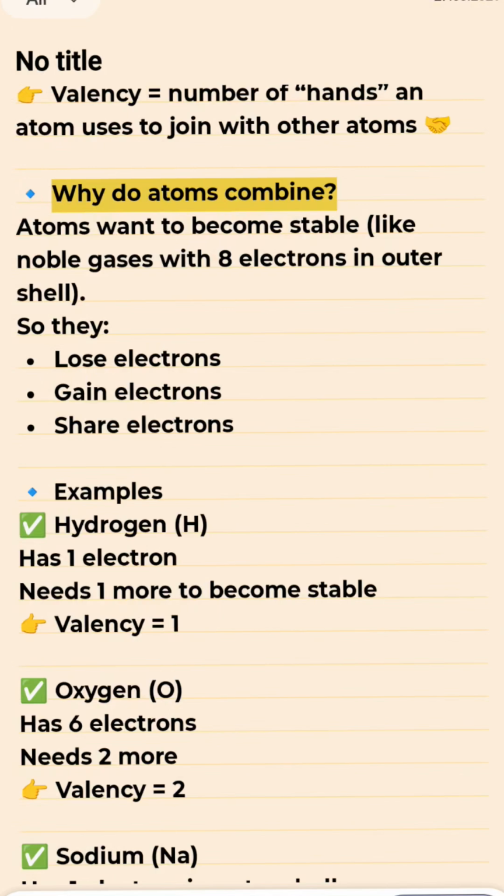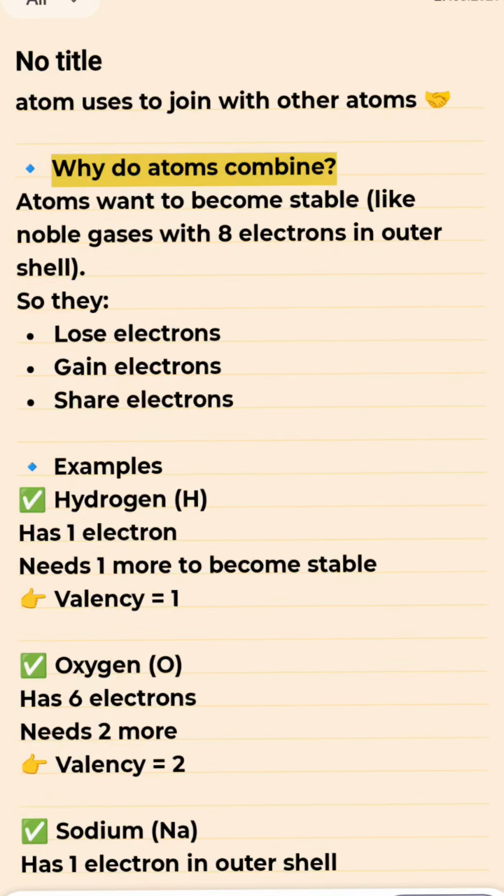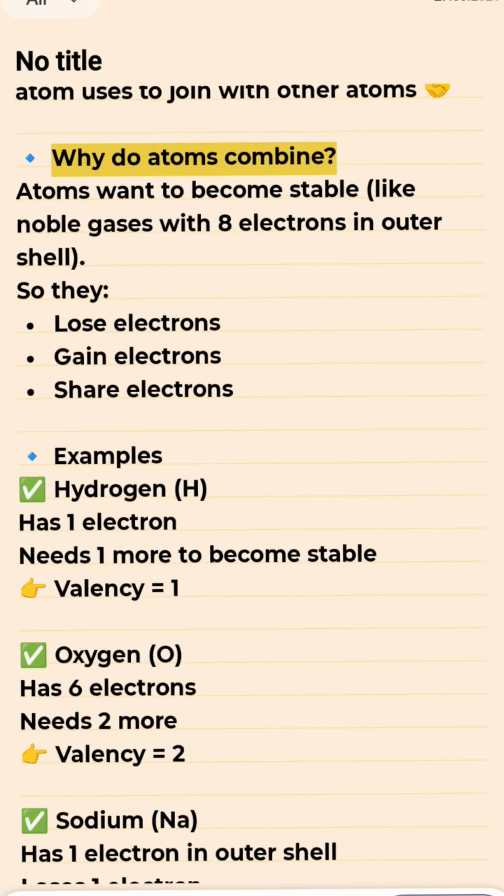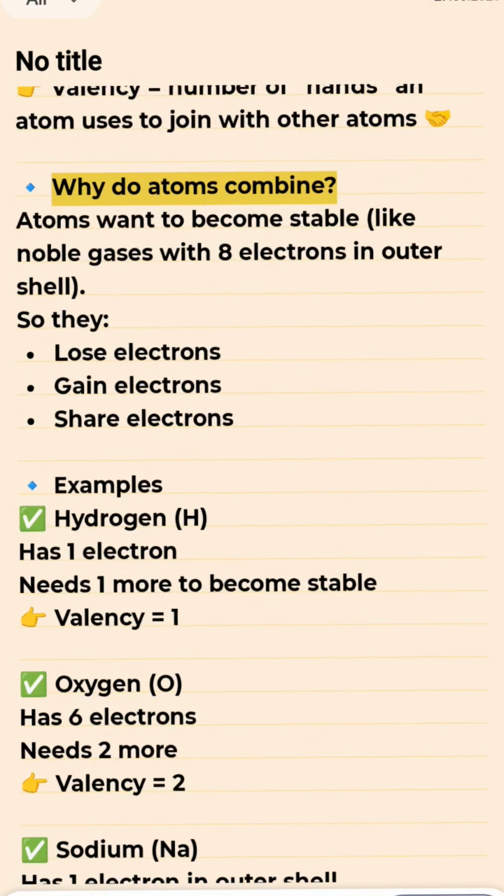Atoms combine in order to attain stability. What kind of stability? In order to attain an electronic configuration which is equivalent to a noble gas. You know, noble gases are the inert elements that do not combine, that do not react, because they are very stable. Why are they stable? Because they have their outermost shell completely filled. They have octet configuration. They have 8 electrons in their outermost shell.